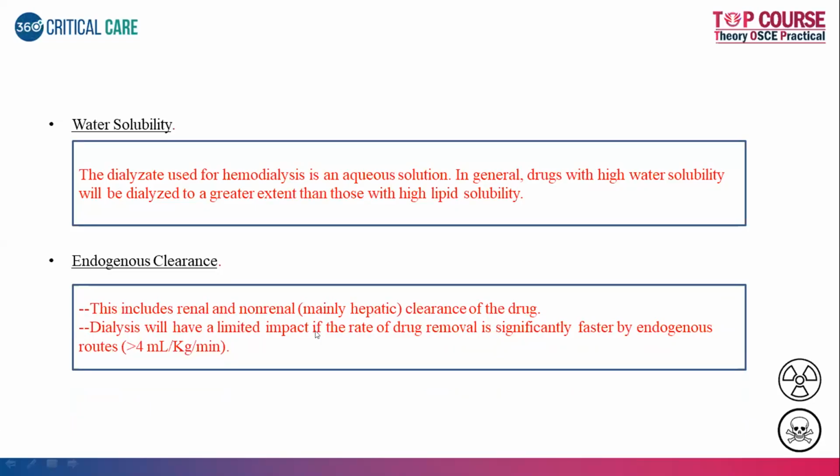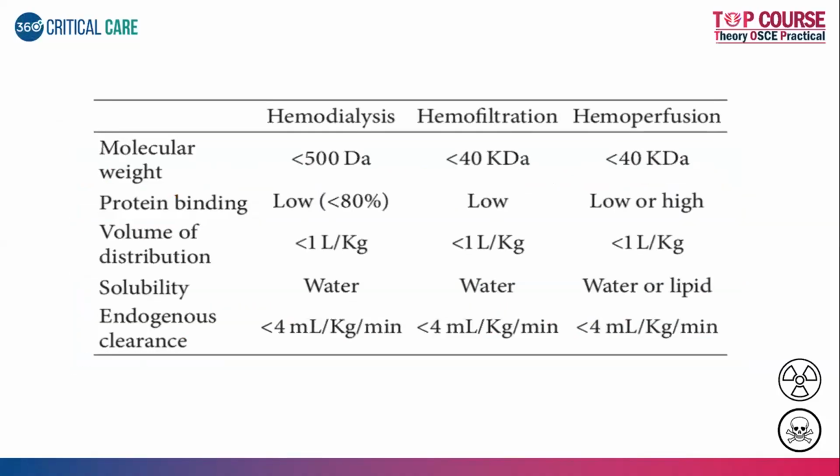So dialysis will have a limited impact if the rate of drug removal is significantly faster by endogenous routes. How much faster? More than 4 ml per kg per minute. Okay, so endogenous clearance should be less. So these are the 5 important characteristics of the drugs that you should know when they ask about the extracorporeal removal. Done?